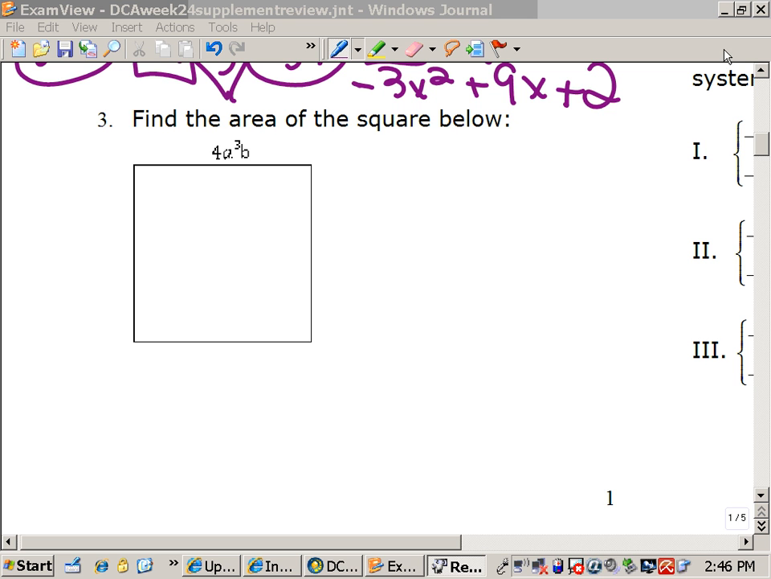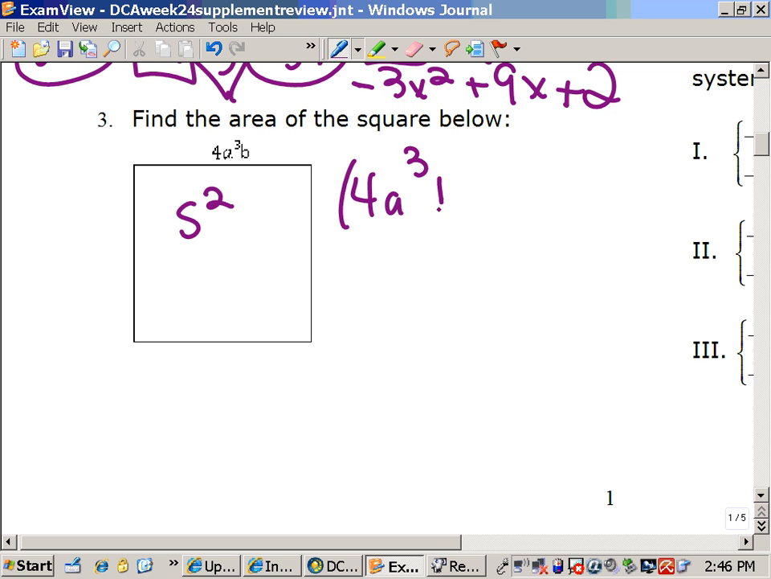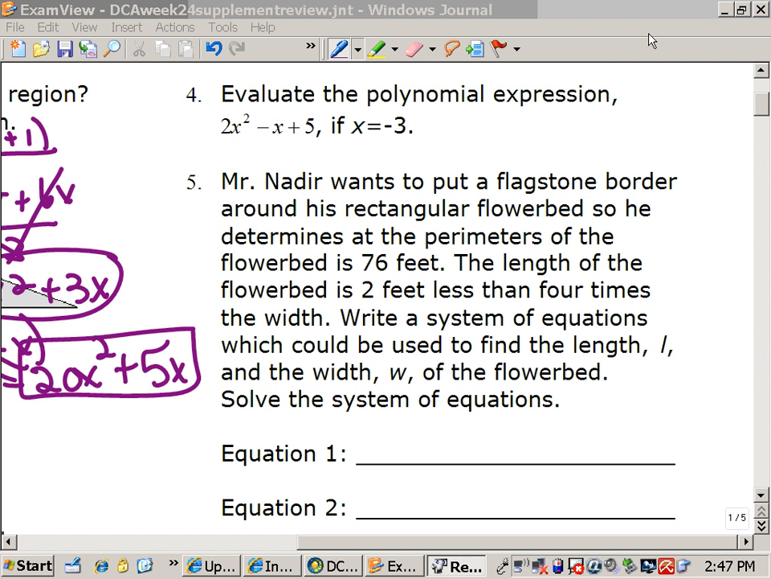Number 3, I'm asked to find the area of the square. The area of a square is going to be a side squared. So I've got to take 4a cubed b and square it. So you square the 4, that gives you 16. When you square an exponent, remember that you multiply them, so that's a to the 6th, and then b to the 1st to the 2nd is going to be b to the 2nd.